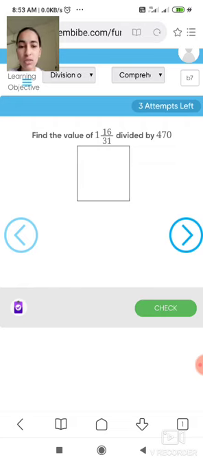Okay, students? Let's take one more example. The next is find the value of 2 upon 5 divided by 2 by 5. Now a mixed fraction is divided by a fraction. Now 2 upon 5, what will be the value of that in improper fraction?